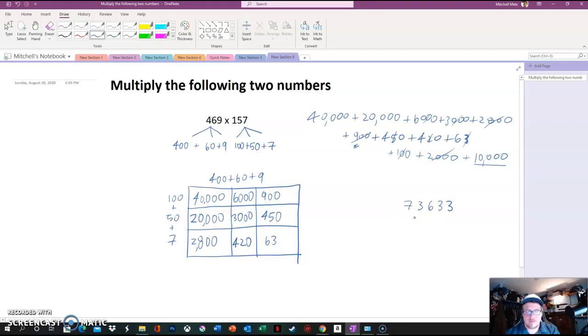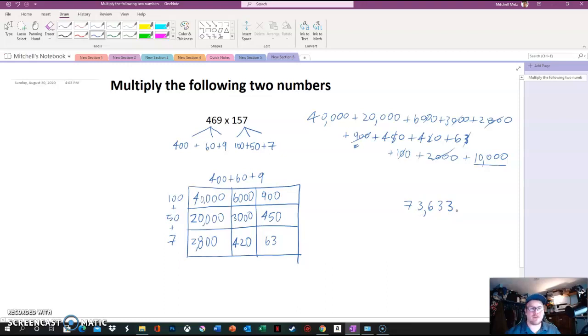Oh, I messed up somewhere. Let's double check. No, I think I'm right. So let me double check with my calculator, just to make sure I didn't mess up. But this is the procedure. And it doesn't matter if you don't get the right answer all the time. Sometimes it just doesn't work out because there's so much to carry. As you're seeing, I'm kind of messing it up a little bit. So yep, this is correct. This times this should equal 73,633.